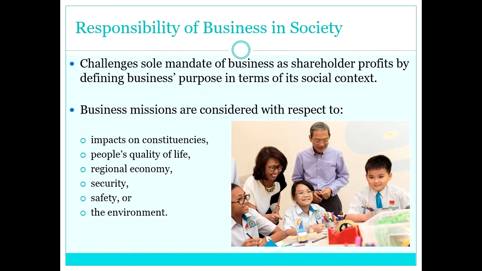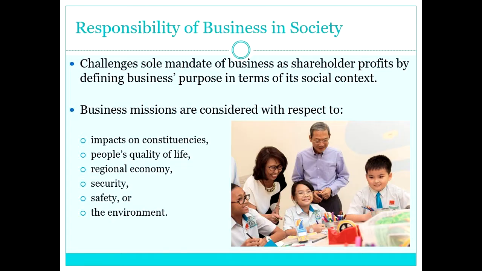The final dimension is responsibility of business and society. Employees' view of the profit-making purpose of the business as its sole mandate is being challenged by defining the purpose of business in terms of its social context. A business cannot function well without a well-functioning society. Thus, businesses have a responsibility to the societies of which they are a part. In fact, business and society are mutually interdependent.